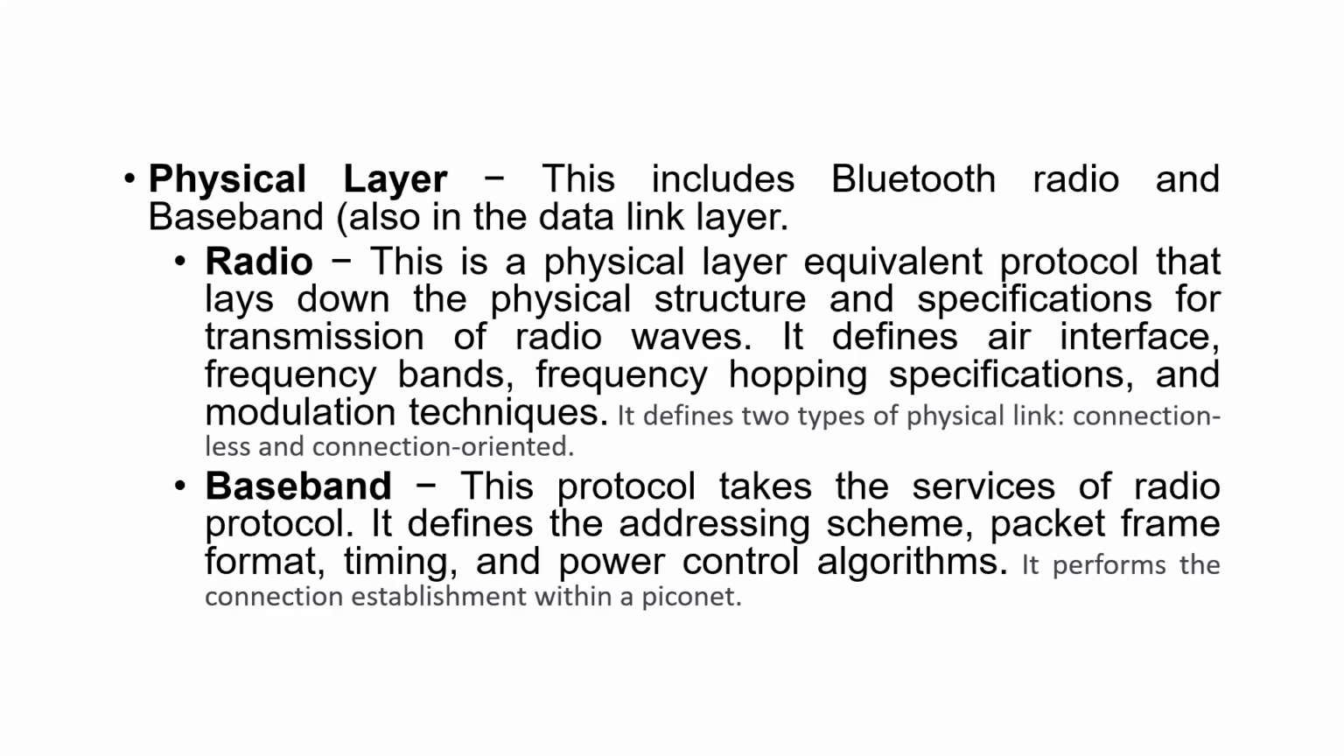As you can see, the physical layer is made up of the radio sublayer and the baseband sublayer. The radio layer is responsible for the air interface, which includes the frequency band, hopping specifications, and modulation scheme. And the baseband is particularly for establishing the connection, and as it takes part in establishing the connection, it will define the addressing scheme, packet frame, timing, and power control. So remember these functions of each layer and sublayer.